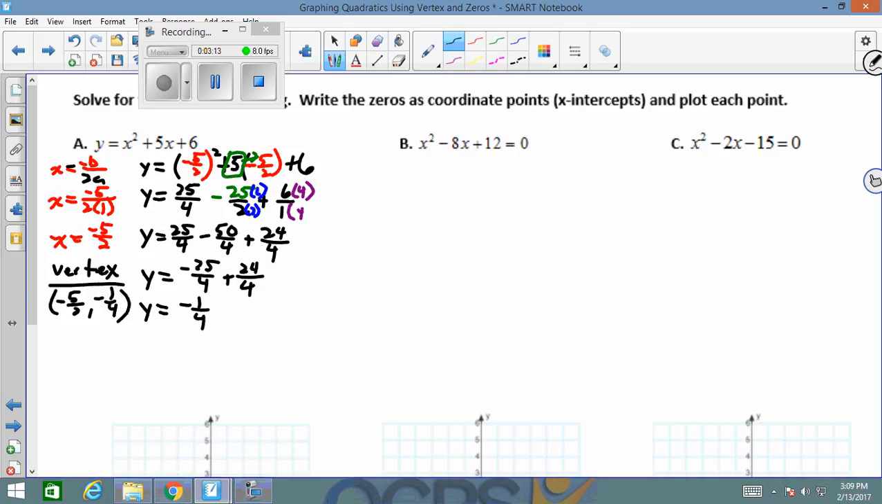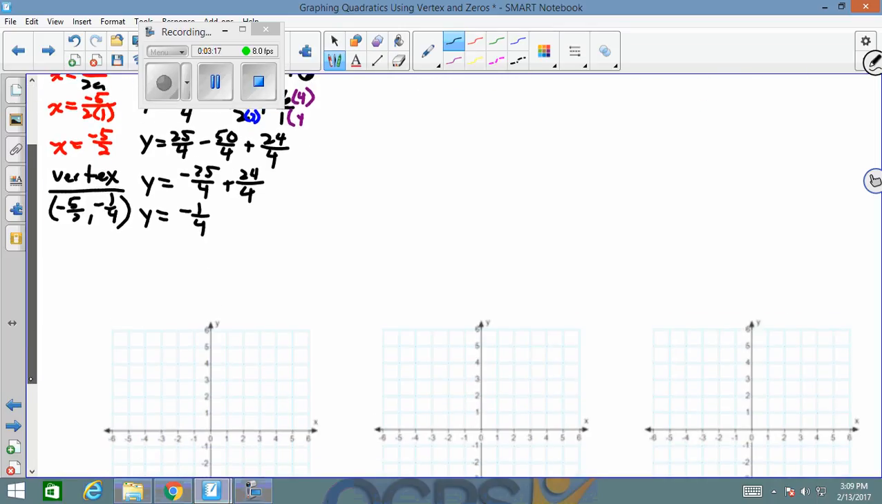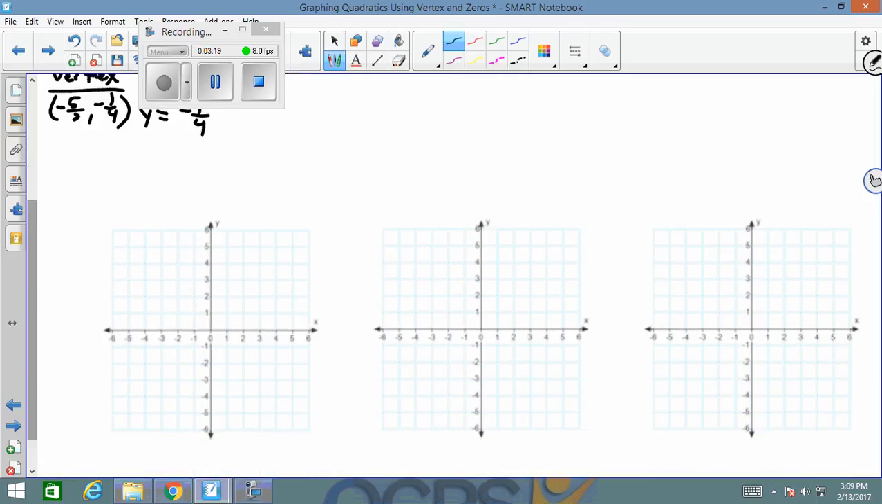If you want to make them decimals, just divide the top by the bottom. Okay, so I'm going to graph that. So it's -2.5, negative 1/4, which is about right here, roughly.